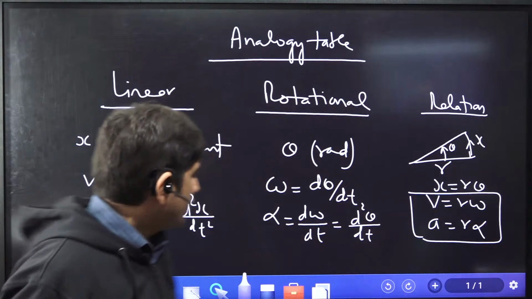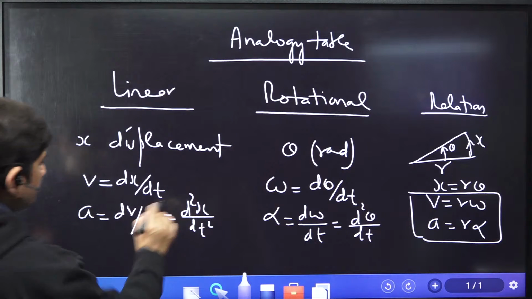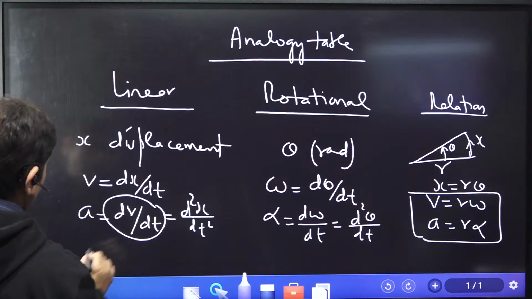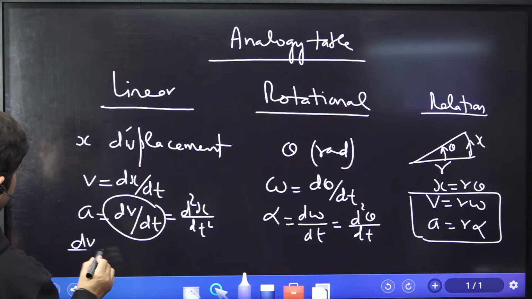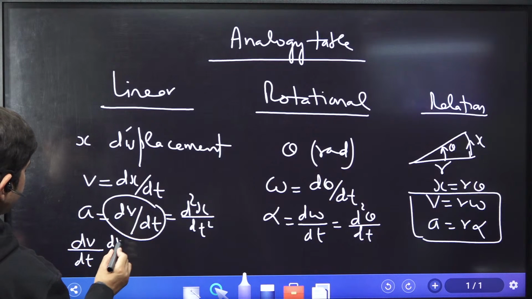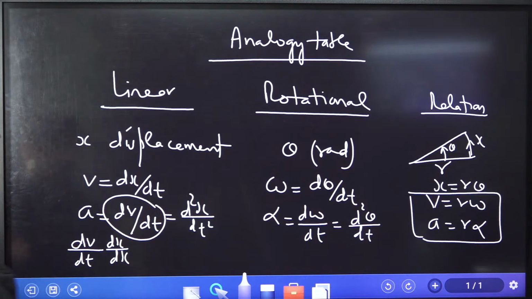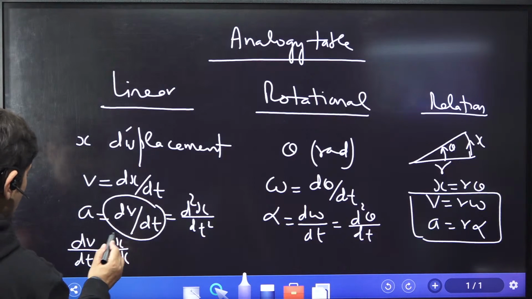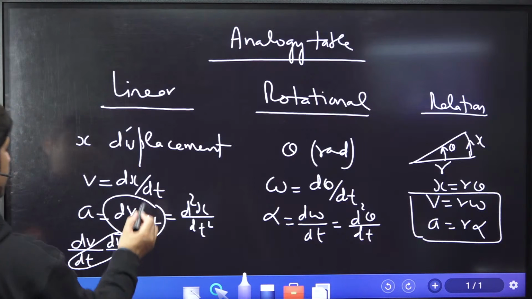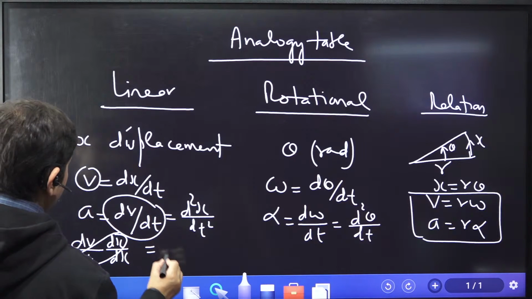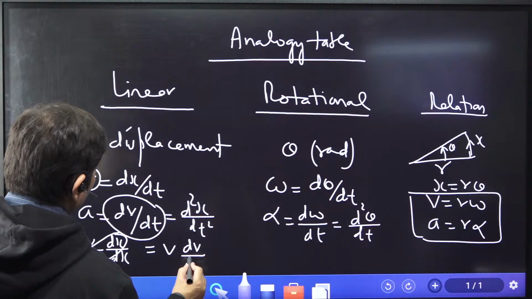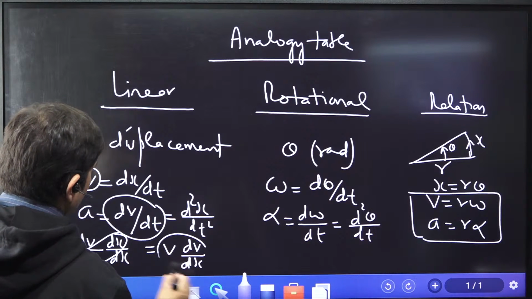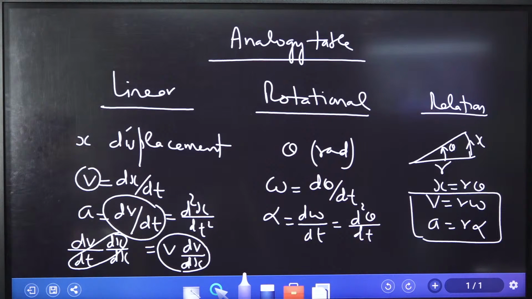Now remember one important point here. I can make some manipulation in this formula. I can write this formula as dv over dt into dx over dx. Can't I write it like this? Now I can use this dx over dt as v. So it can be written as v dv over dx. So acceleration can also be written as v dv over dx.